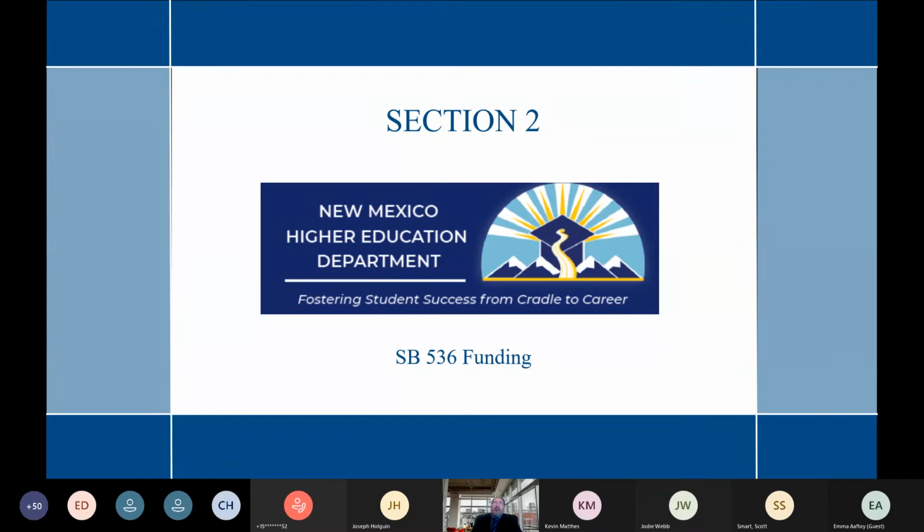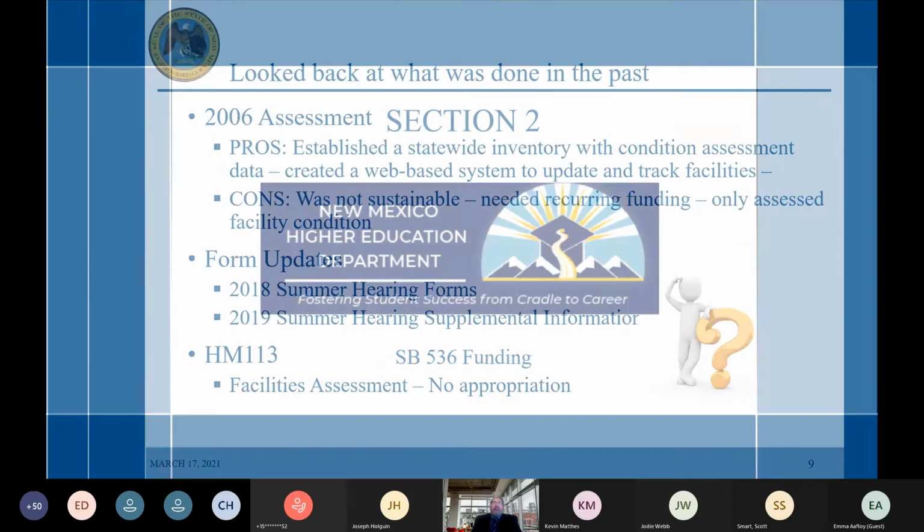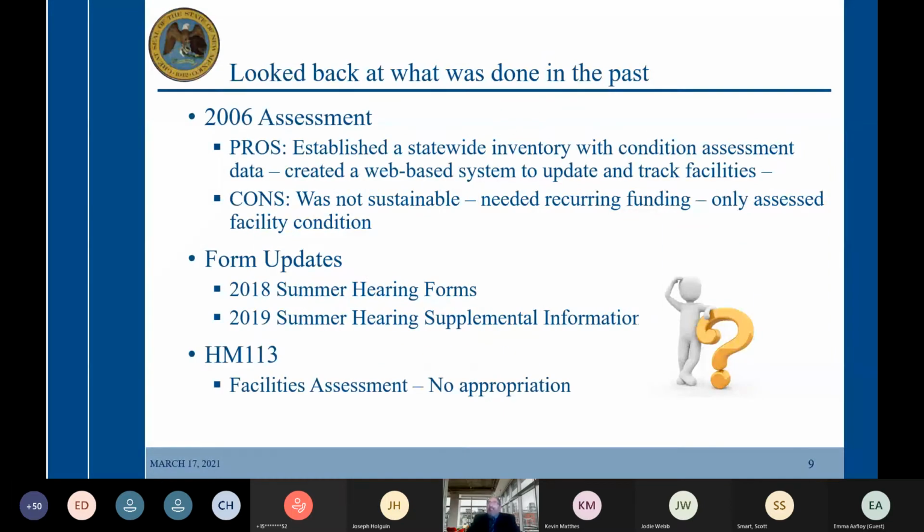So let's talk a little bit about some of the decisions that we had to make. And of course, as you know, when the legislature is requesting this information from us, there's no pressure on us, right? Well, so what we did was, we looked back on what was done in the past. So we know that in 2006, there was a facility condition assessment. That assessment was a collaboration with HEIs and the Higher Education Department that commissioned a general facility condition of 100% of all BR&R funded space in the state.